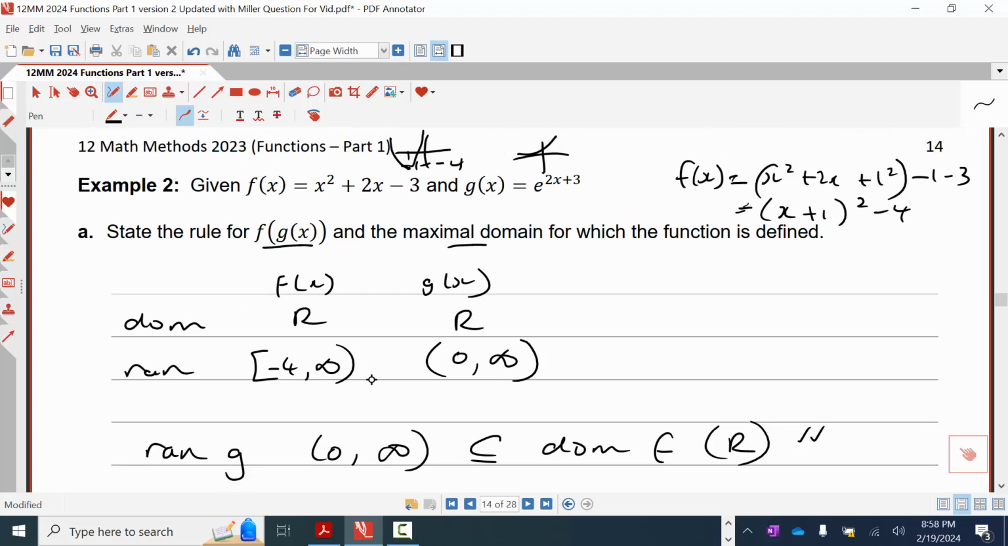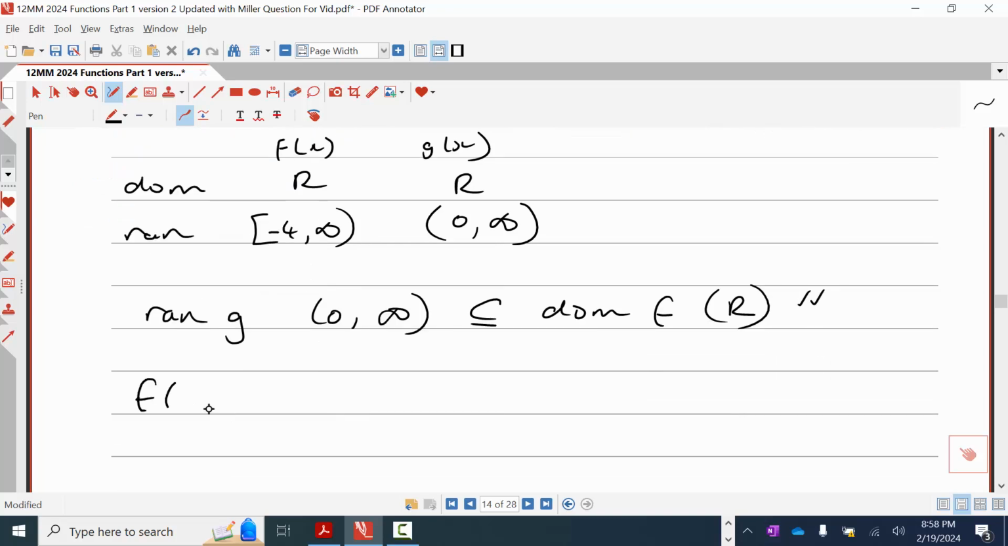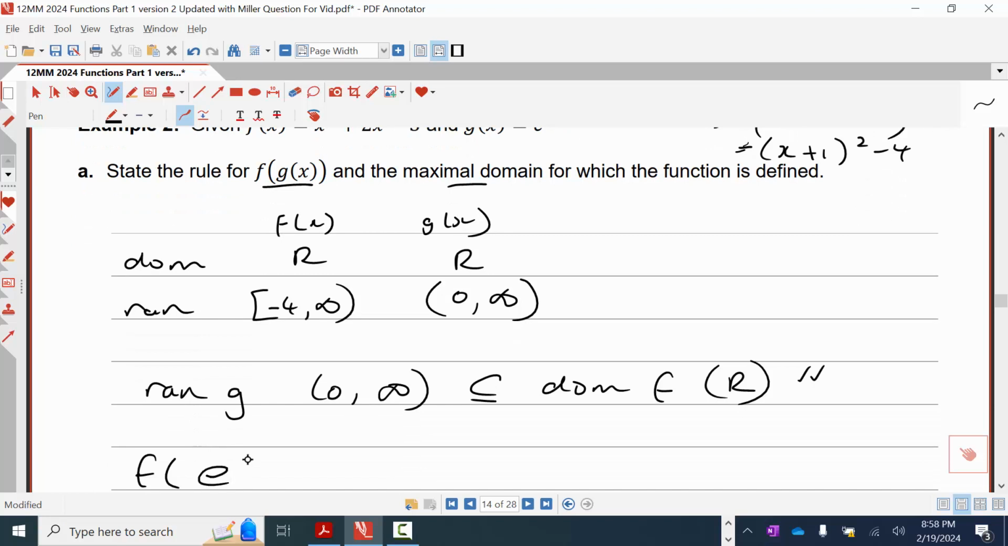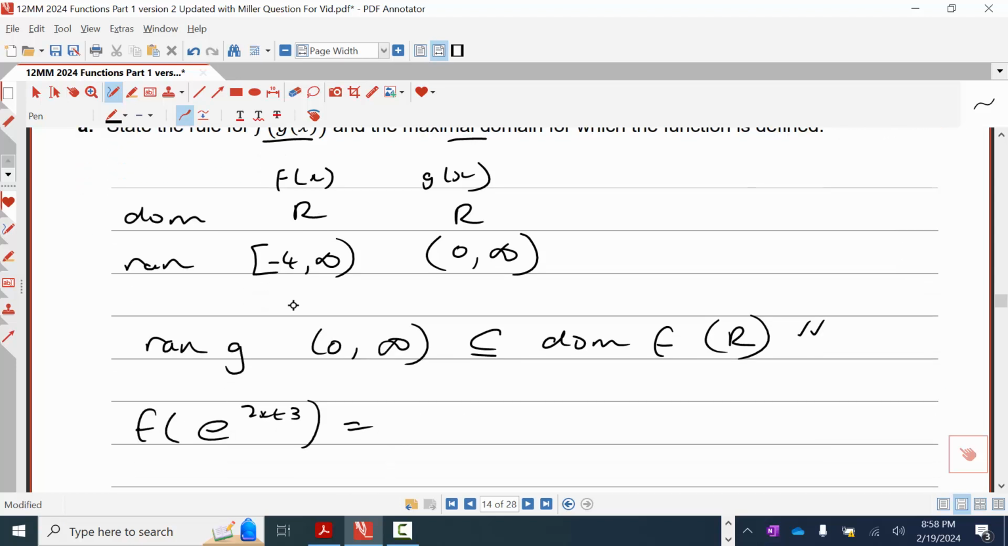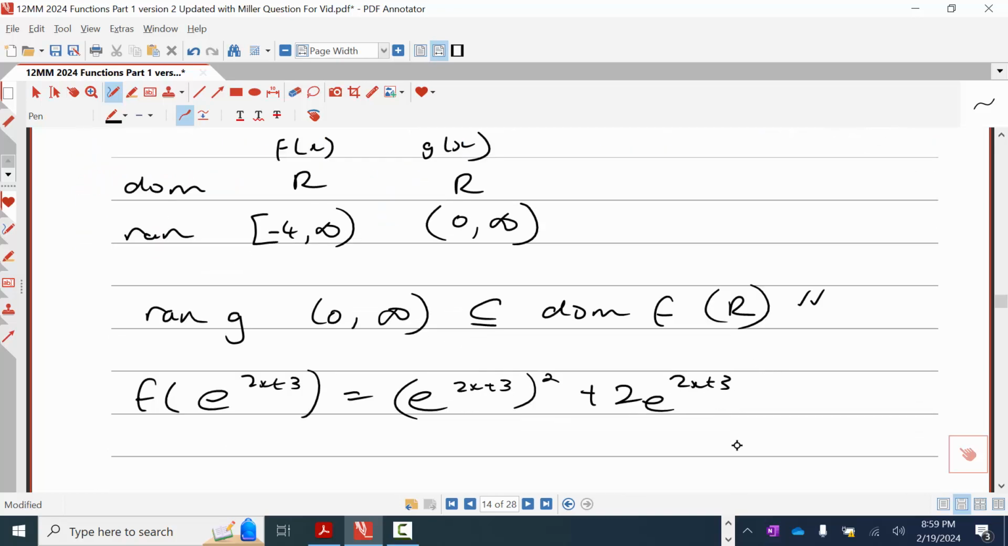So again, let's do the same thing as last time. Let's go ahead and form the composition. So f of g of x is f of, now g of x is the exponential, e to the 2x plus 3. That basically means anywhere where you see an x, we're going to change it to e to the 2x plus 3, squared, then plus 2, then take away 3.